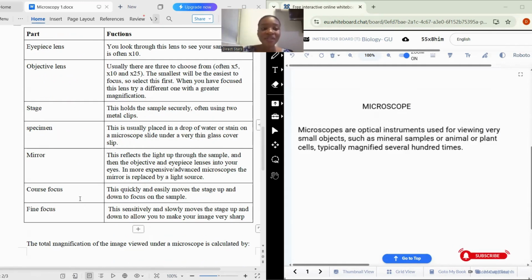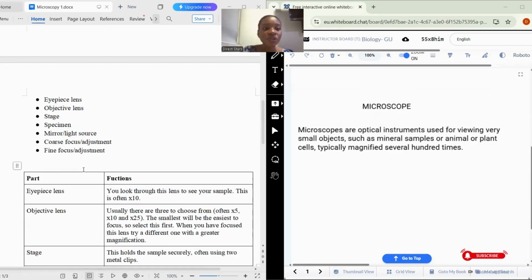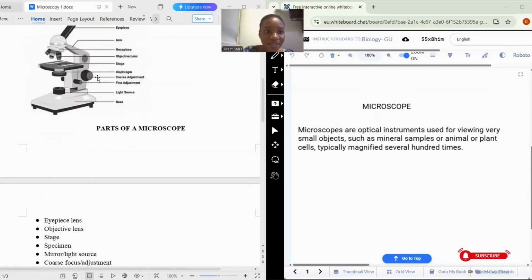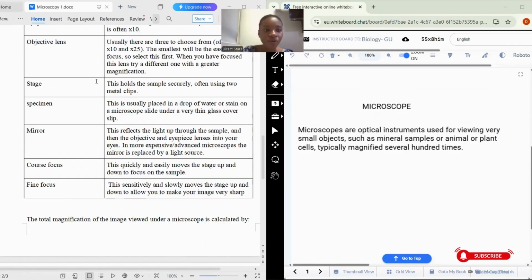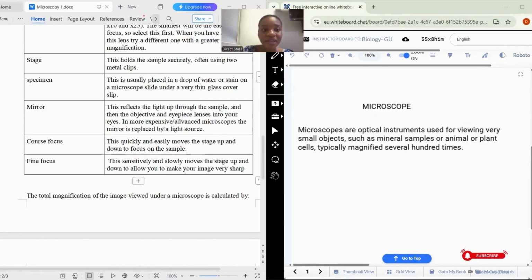After the mirror, next comes the coarse focus. The coarse focus or adjustment, this is it right here. What is it used for? This quickly and easily moves the stage up and down, while the fine focus is used for moving the stage slowly. That is just what it is used for.